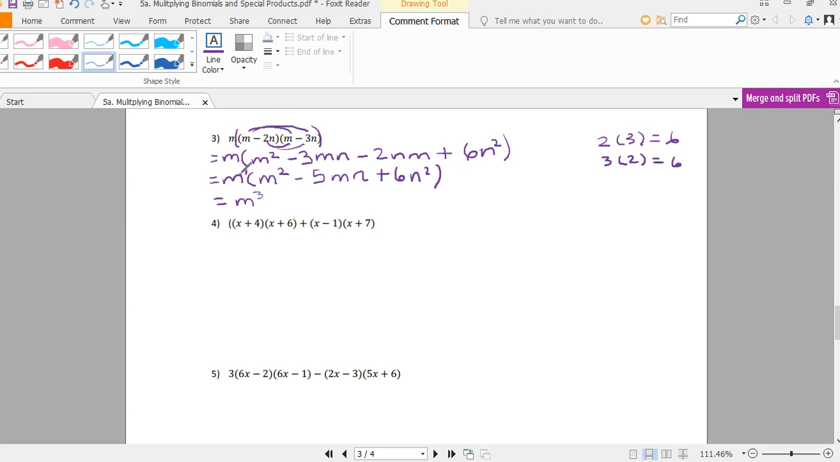Now if I multiply m with the second term, I would get negative 5. Now this is just m with the exponent 1, right? So m times m would give me m squared. And did I do anything with the n? I did not, and that's done. Last term, m times 6n squared. Well, there's no m here, so it's just simply 6m n squared. Done. Okay?